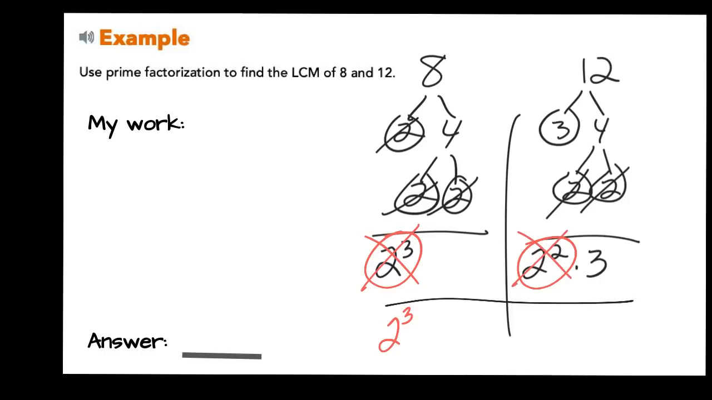Cross those out, because you're only going to use the 2 once, the one with the higher power. Times, well, the only other factor left is 3. Well, 2 to the third times 3 is the same as 8 times 3, which is 24.